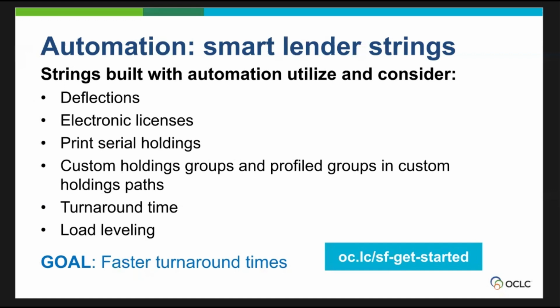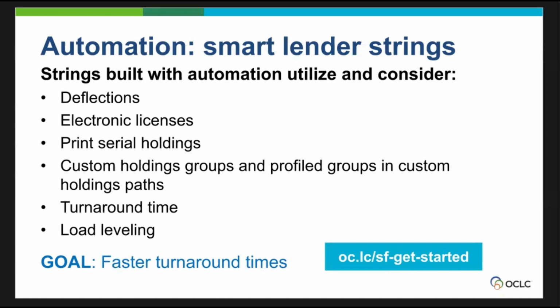It's going to say, okay, of the people in your top custom holdings group, are they still qualified after all of these things? And then it's going to look at their average turnaround time. And it's going to load level so it doesn't send all the requests to the same really good library. So all of those things the smart lender string can factor in there.